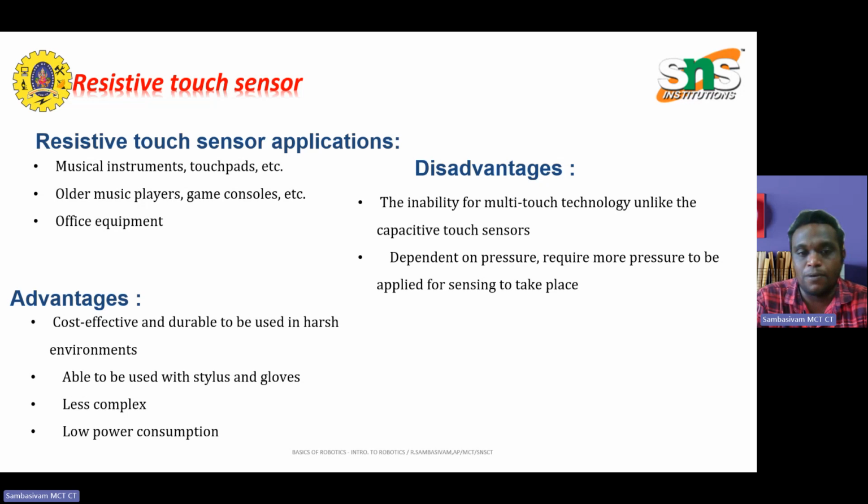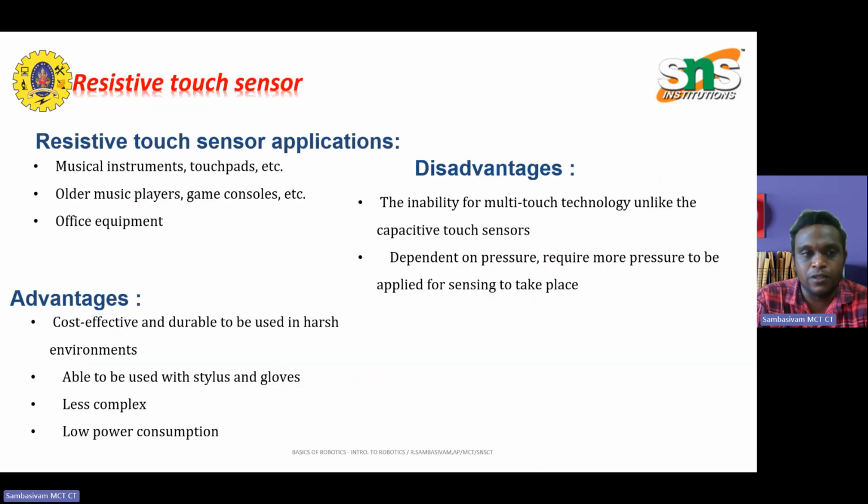When you go for applications of resistive touch sensors, they can be used in point of sale systems, industrial control panels, medical devices, apart from that musical instruments, touch pads, older music players, game controls, and office equipment where they are used.